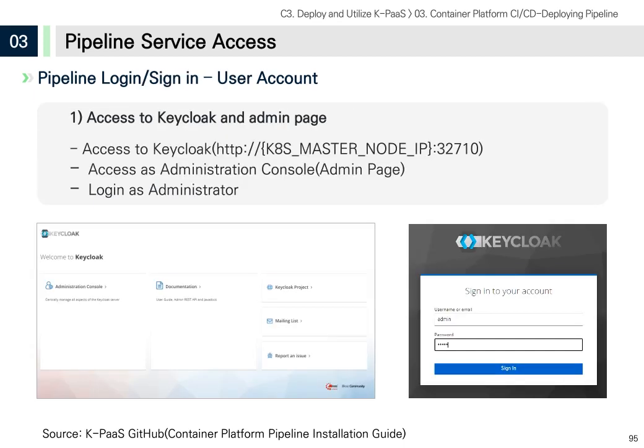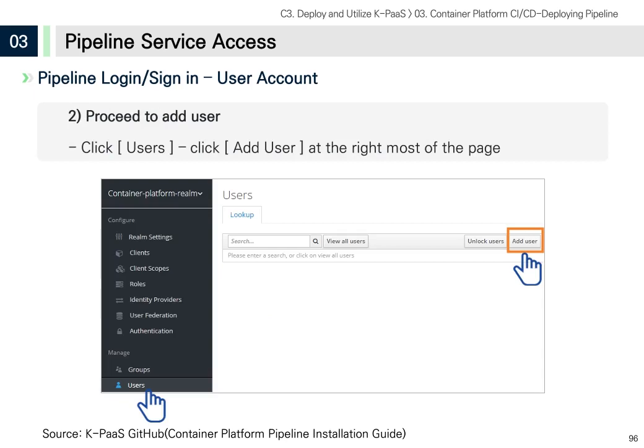Next is instruction on how to log in with a user account. For a user account, you'll need to sign up first. Access Keycloak through the URI in the textbook. Next, go to the admin page called Administration Console and log in with the administrator account that we looked at before. Click Users from the menu on the left.